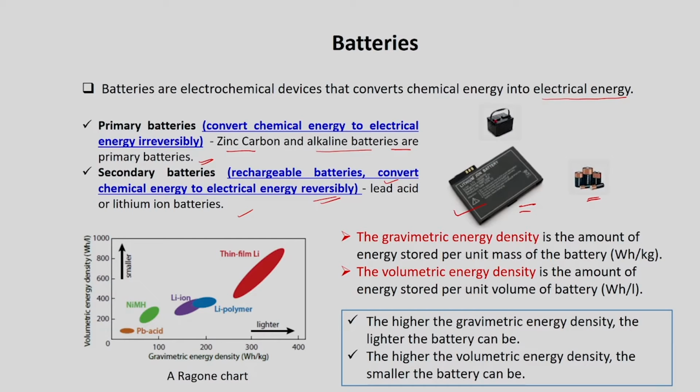If you look at this chart, it is known as the Ragone chart, which is used for comparison of different batteries.